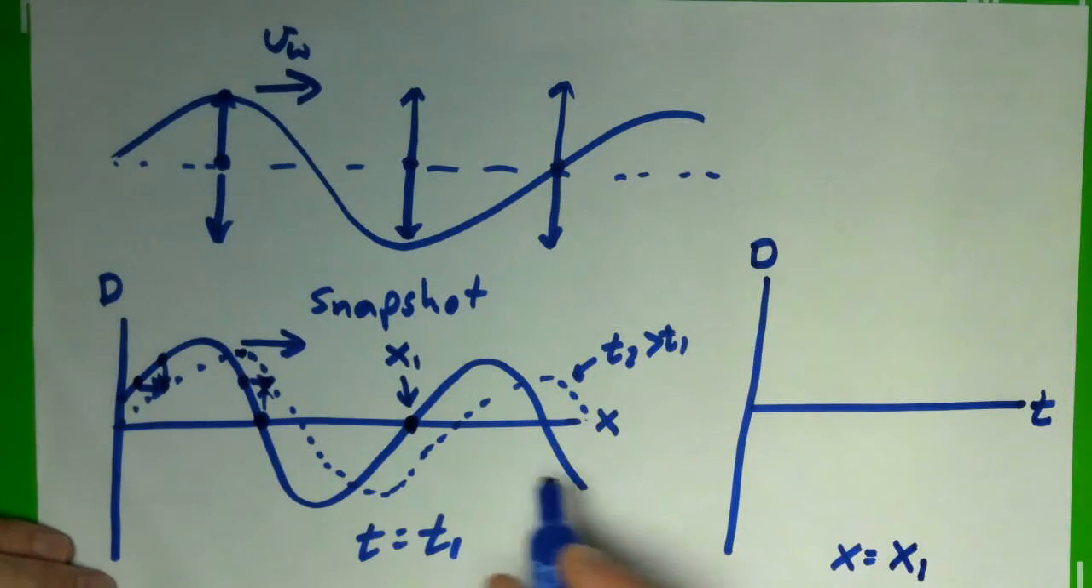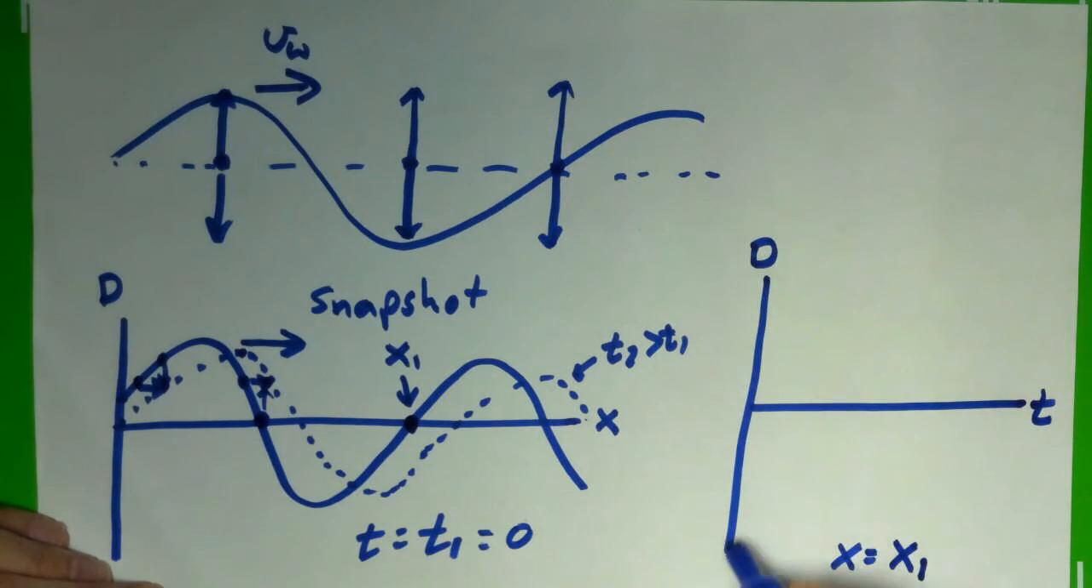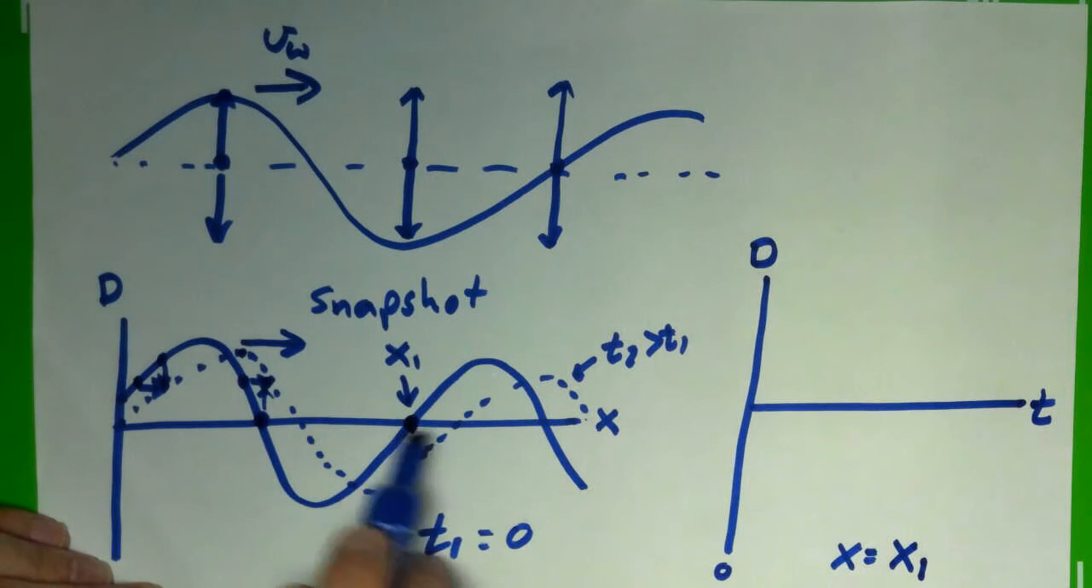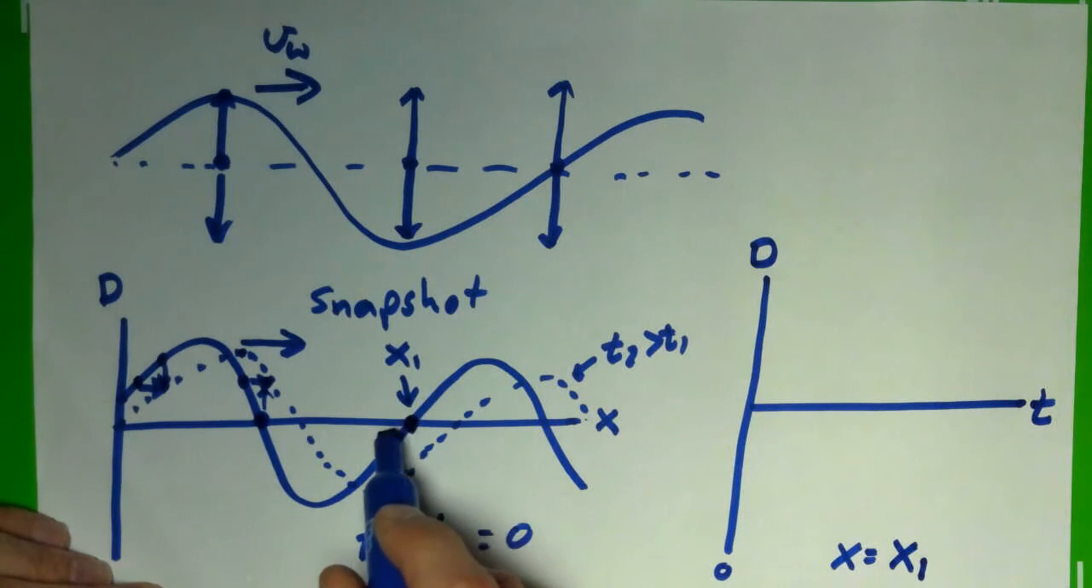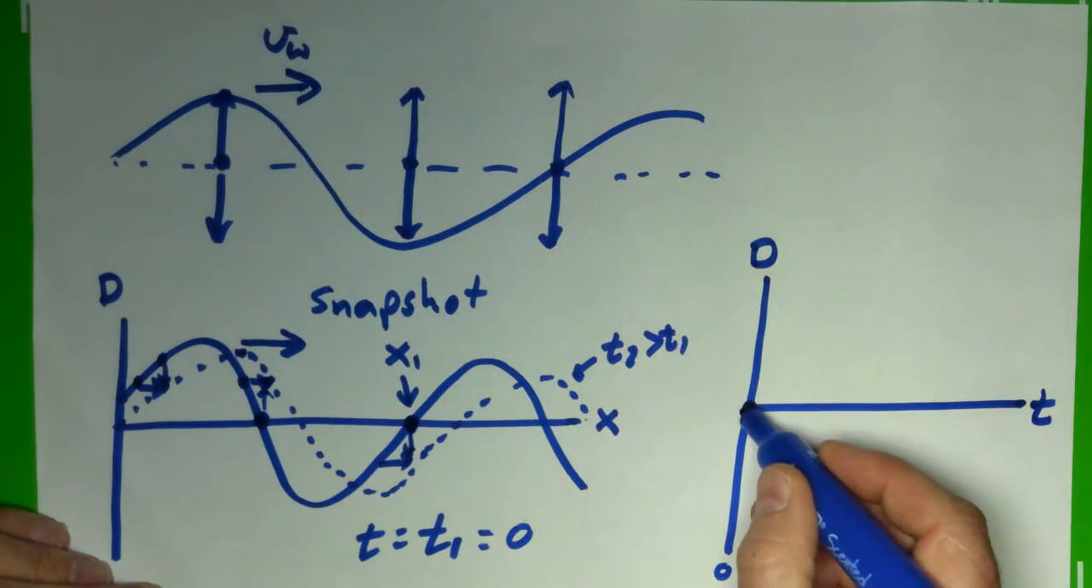Let's go ahead and say t1 equals 0, just to make it simple. So if this is t equals 0, where is that piece of the material at t equals 0? Well, it's got a 0 displacement, so I draw a dot right there. Where will it be later on, for t2 greater than 0? As this wave moves through, going that way, this is going to get pulled down, and so I'd have it come down a bit.